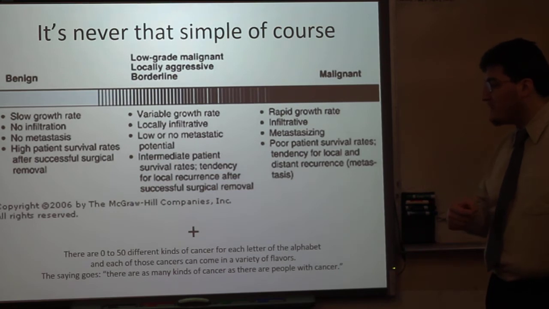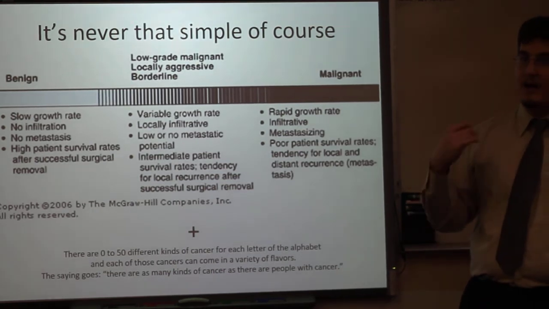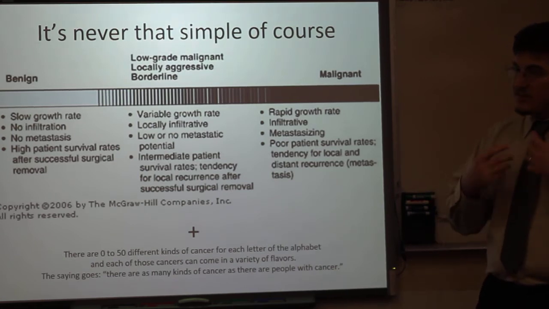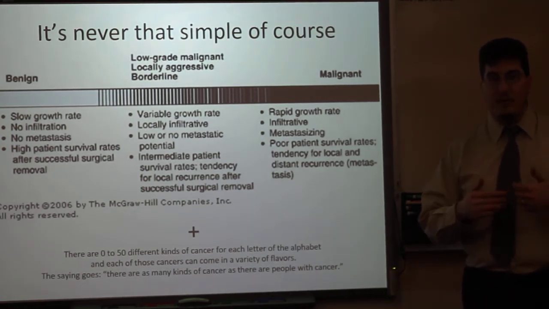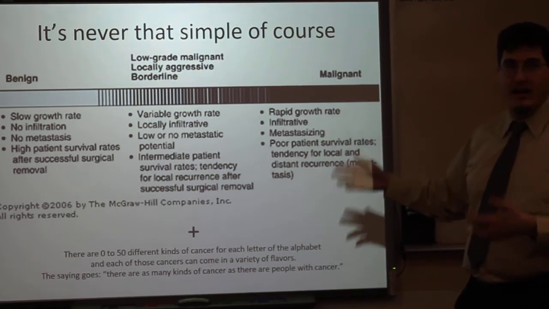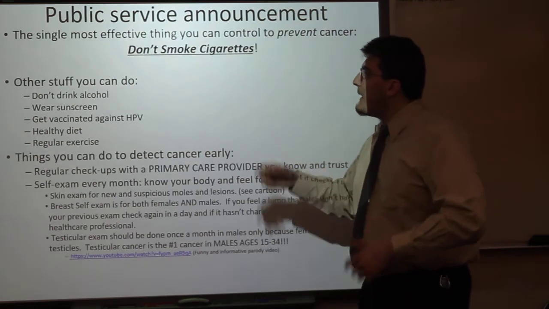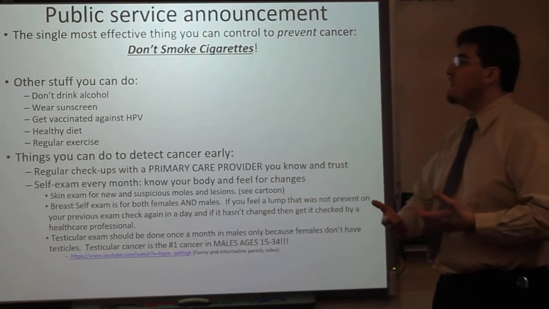And each of those cancers can come in a variety of different flavors and stages and what have you. So the saying goes, there are as many kinds of cancer as there are people with cancer. So this is complicated. It is difficult. And that brings us to basically what you can do, my little public service announcement stage.